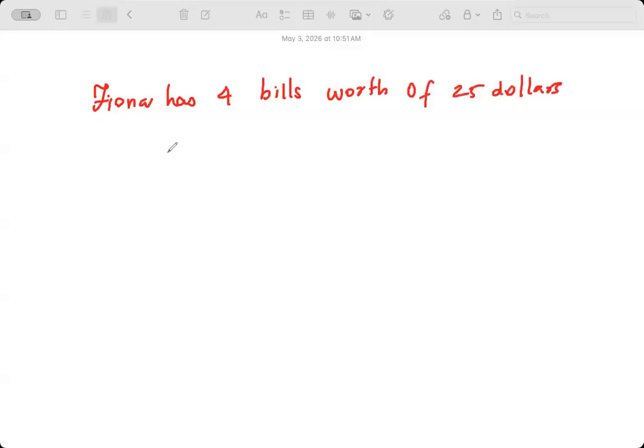So I have a question on page 86, question 58. Can we do that? Okay, let's try doing that. Fiona has 4 bills worth $25. How many $10 bills are there? Let me write the problem on the board.